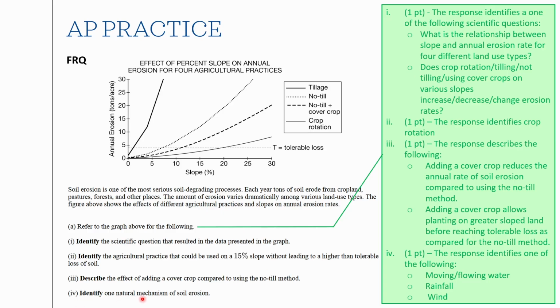Part 4, identify one natural mechanism of soil erosion, and that is moving or flowing water, rainfall, and winds. Those would all be the 3 acceptable point getters on that one. Okay, hopefully you did well on that, and that wraps up this lecture on soil. We will now be focusing on a lab where we'll look at soil productivity.